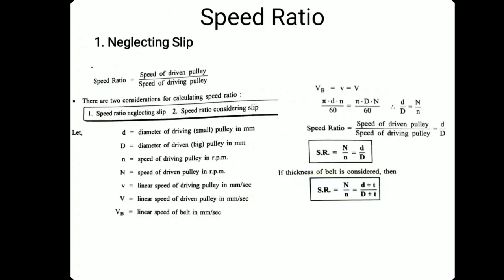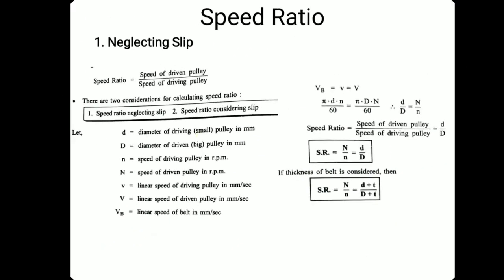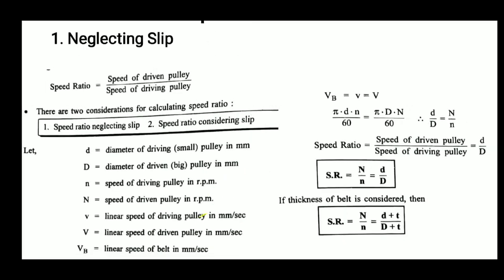Now you can see one by one. There are two types basically, by neglecting slip and considering slip. If we neglect the slip, then there will be some velocity ratio, that is speed ratio, and in case of considering slip also. So I'll start with neglecting slip. You can see here.